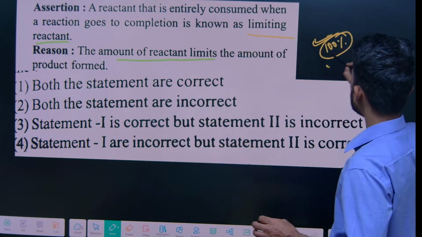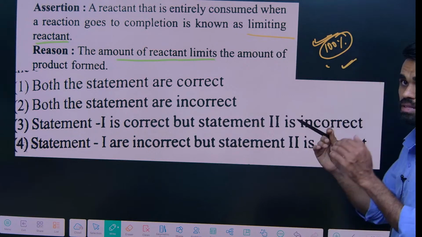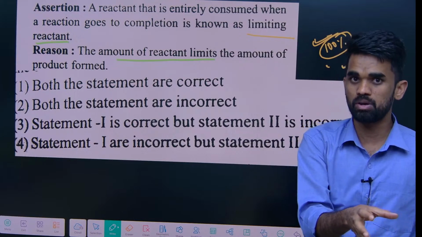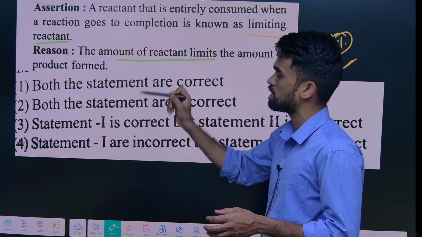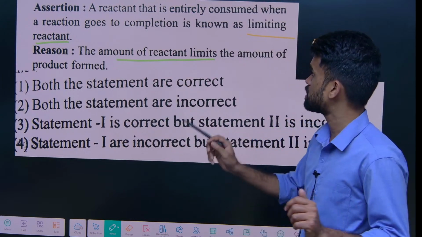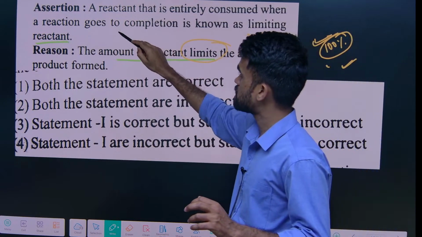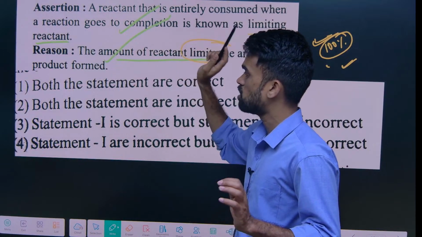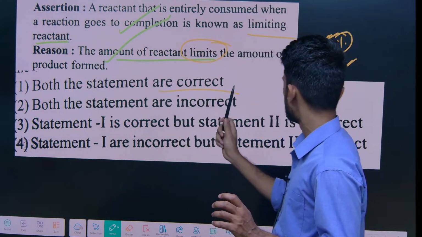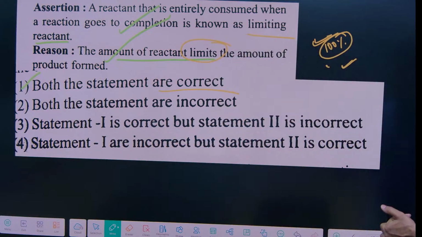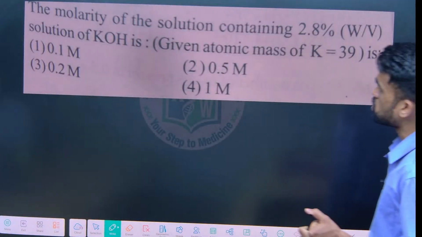Whatever the limiting reagent is, that is in lesser quantity, so that will decide the amount of product formed. In your calculation, the amount of product formed always depends upon the limiting reagent only. So it means the assertion is correct, the reason is also correct. Both statements are correct. So the first option is your answer. Next, can you solve this question?